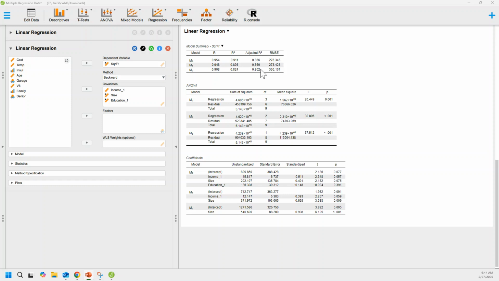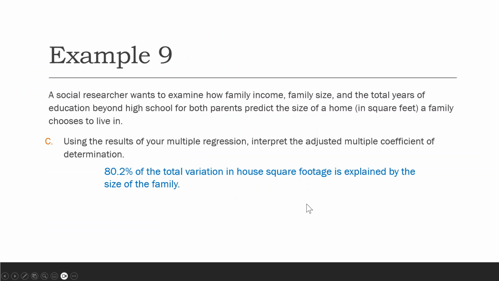Again, in practice, you should report both, even in regression when you result in a single factor model, because this indicates that you started with a more complicated model. All right. So I can say that 80.2% of the variance in my dependent variable, home square footage, is explained by this predictor here, which is family size. And so in words, this is what I said. 80.2% of the total variation in house square footage is explained by the size of the family.